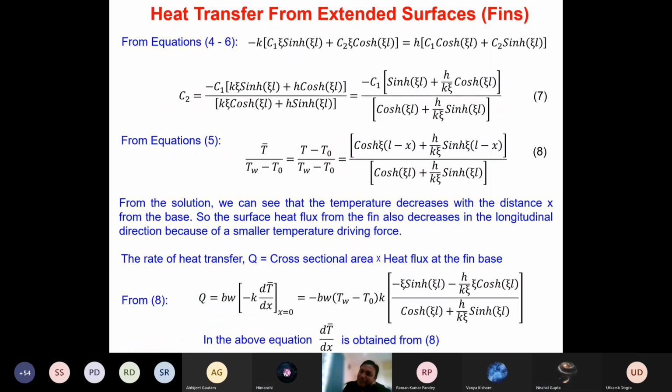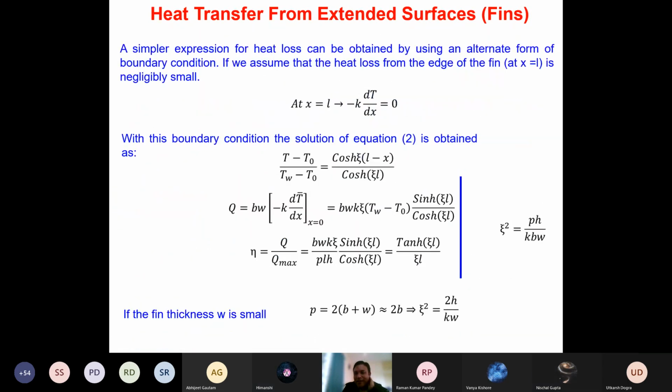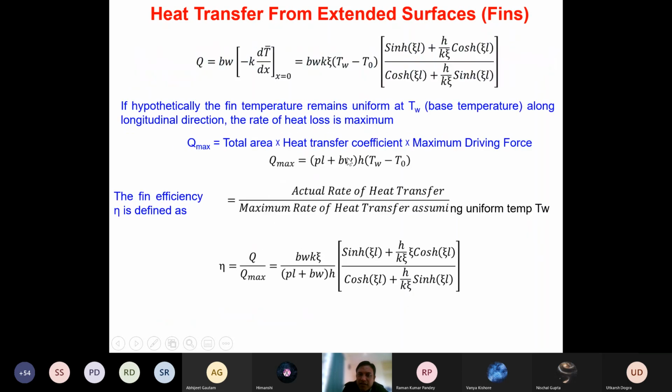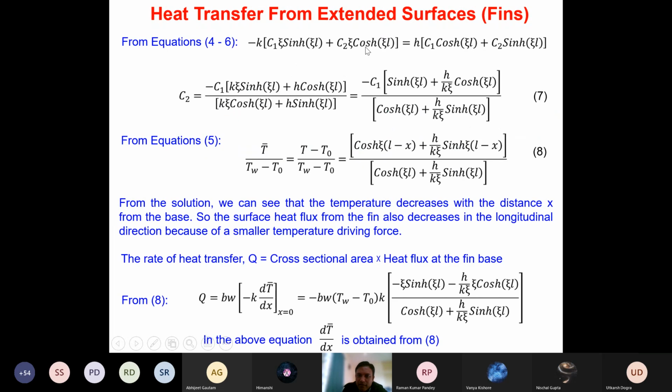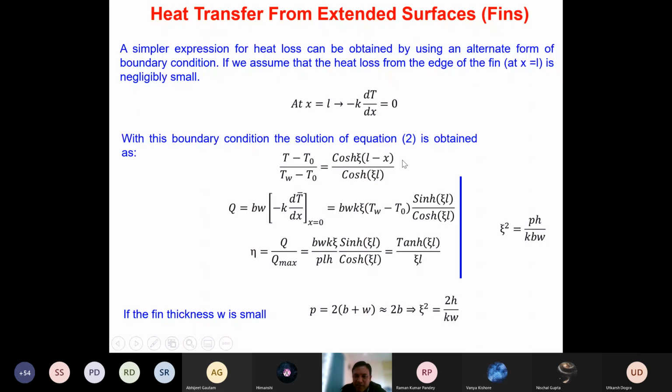Yes, sir. With this assumption, the entire thing gets simplified. So at x equals L, minus k dT by dx equals 0. In fact, this derivation you will see in several books rather than the generalized derivation I gave initially. With this derivation, what you are going to get is the temperature distribution. You will get a very simplified expression, unlike the complex temperature distribution equation we got earlier. You are going to get a very simple expression: cosh of zeta (L minus x) divided by cosh of zeta L. That's it.